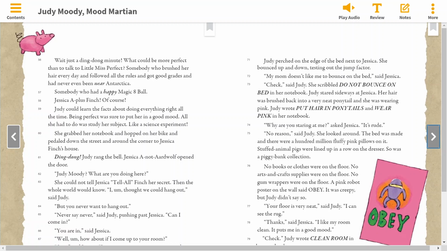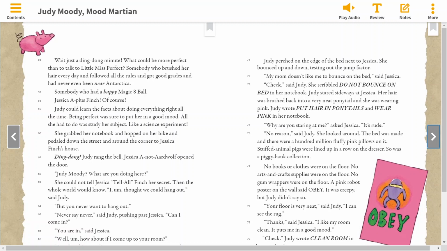All she had to do was study her subject, like a science experiment. She grabbed her notebook and hopped on her bike and pedaled down the street and around the corner to Jessica Finch's house. Ding dong! Judy rang the bell. Jessica, not a aardwolf, opened the door. "Judy Moody? What are you doing here?" She could not tell Jessica Finch her secret. Then the whole world would know.